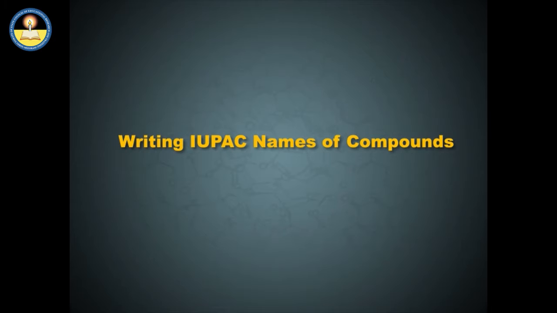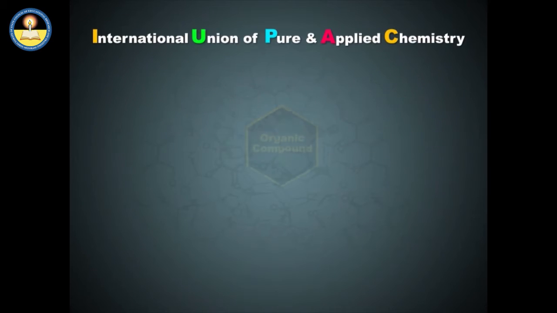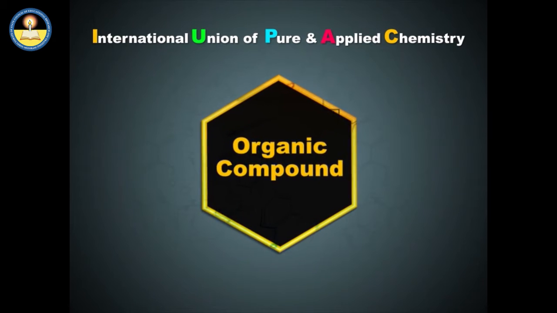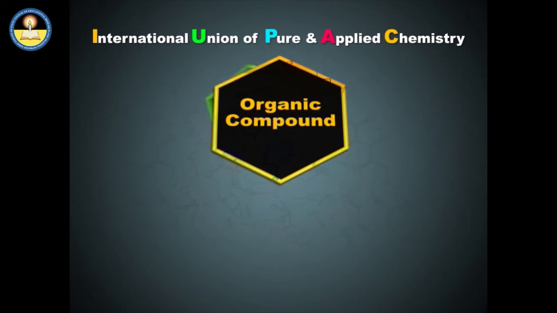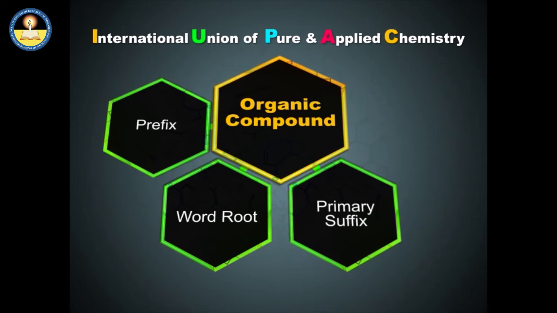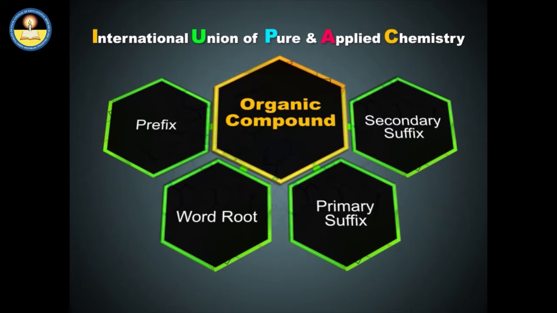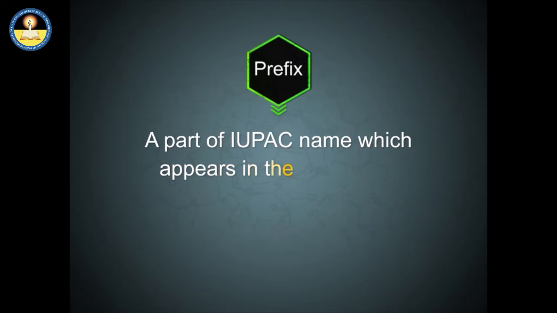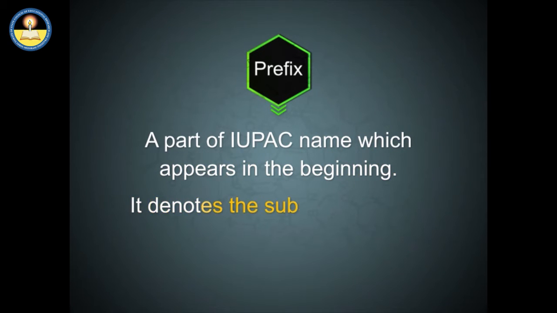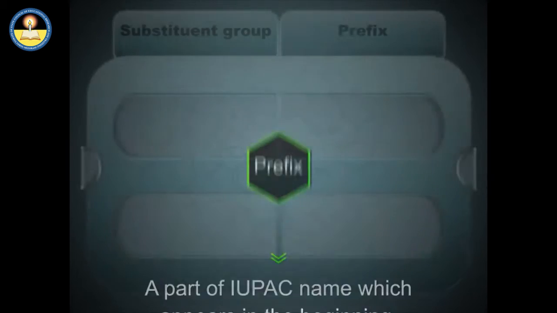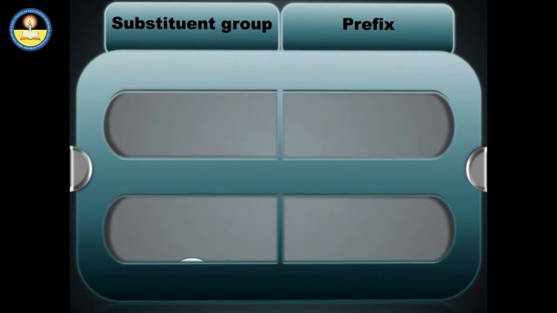Writing IUPAC names of compounds. According to the IUPAC system, the name of the organic compound consists of four parts: prefix, word root, primary suffix, and secondary suffix. Prefix. Prefix is a part of the IUPAC name which appears in the beginning. It denotes the substituent group if present in the organic compound. The prefix for a few substituents are shown on screen.